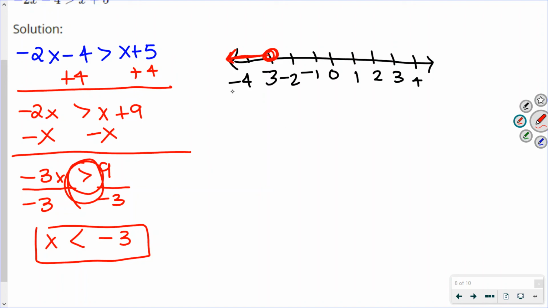If I wanted to write this as an interval, we read it from left to right, just like when you read a book. So we start out here, which is negative infinity, and it goes up to the point negative 3.